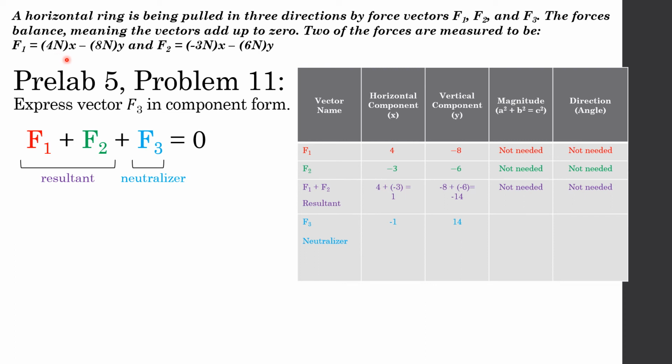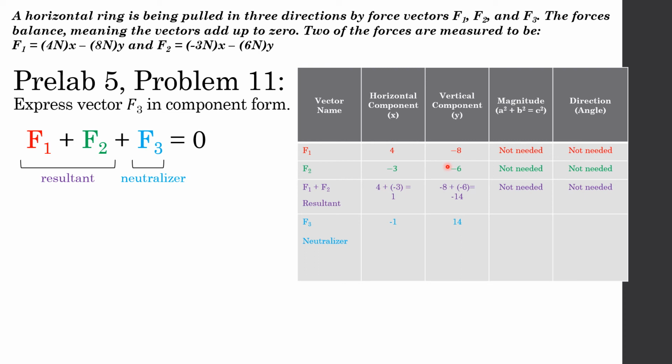For F1, they told me that the x component is a positive 4, so you can see I recorded a positive 4. My y component is a negative 8, so I recorded a negative 8. For F2, my x component is a negative 3, so I recorded a negative 3. And my y component is a negative 6, so I recorded a negative 6.